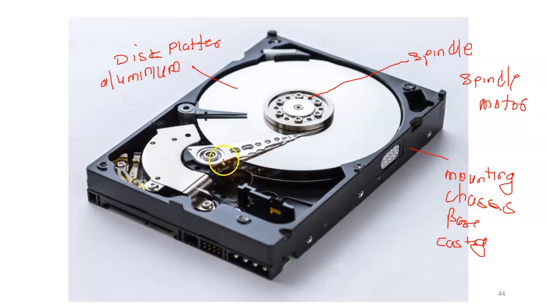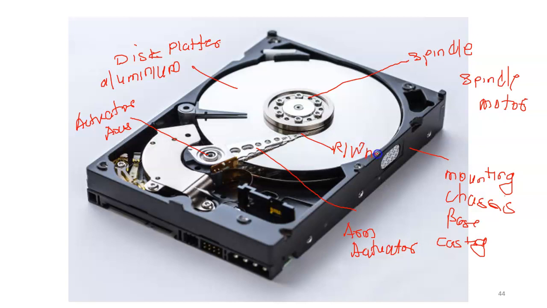And this part belongs to the actuator. This portion is known as the actuator axis. This is known as the arm actuator, and this one is known as the read write head. This read write head is responsible for reading the instructions from the disk platter or writing instructions to the disk platter.